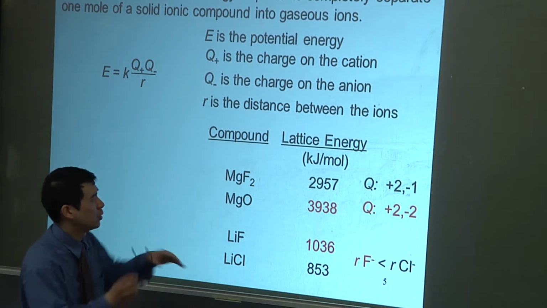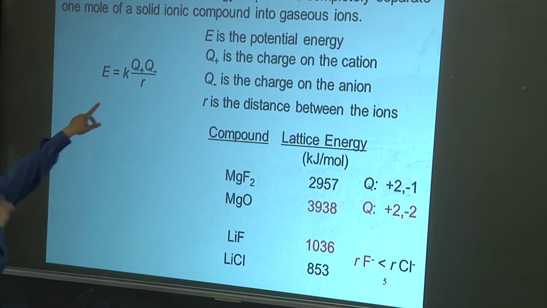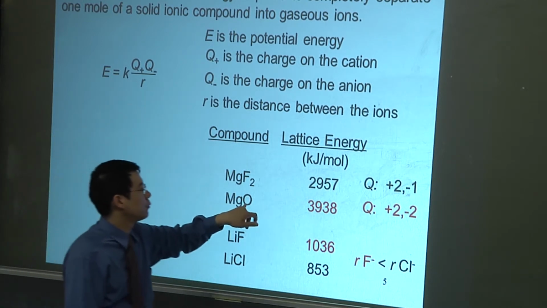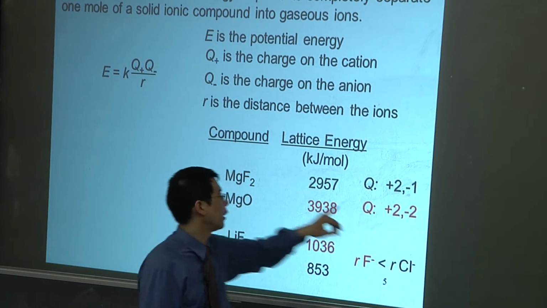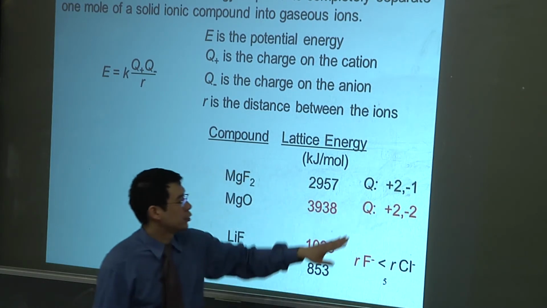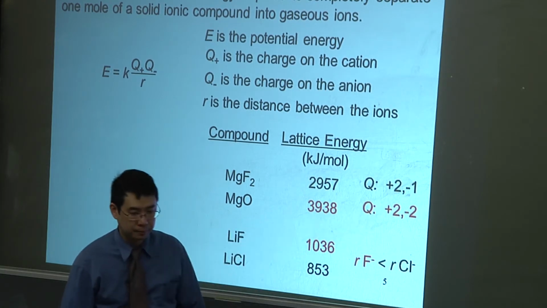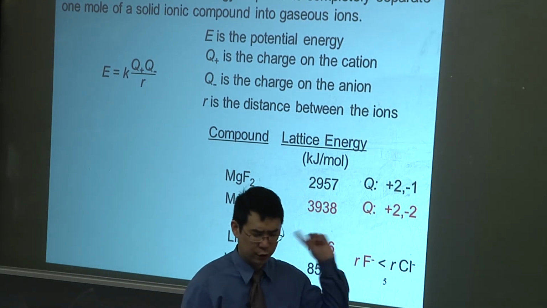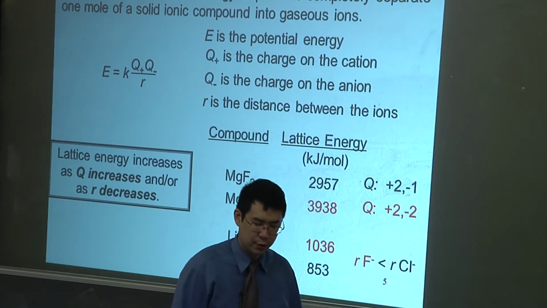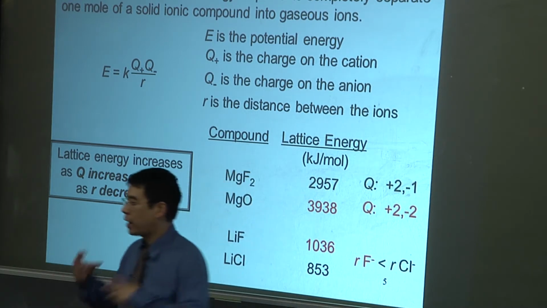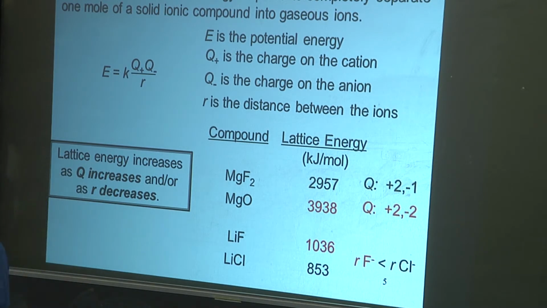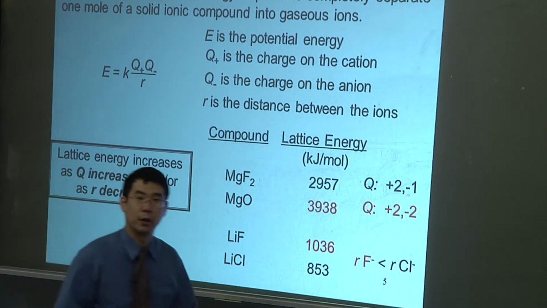MgF2, MgO, right? And so here Q is charge, right? So here in MgO, O has a charge of -2, F has a charge of -1. So the charge here is higher, and the lattice energy is higher. Again, we're not going to do calculations here, but we're going to understand the principle. The lattice energy increases as Q increases or as R decreases. That is, higher charges give you stronger bonds, and smaller ions closer together give you stronger bonds.